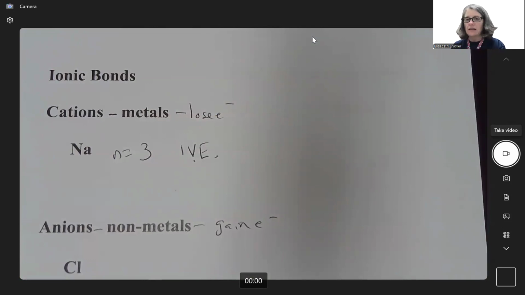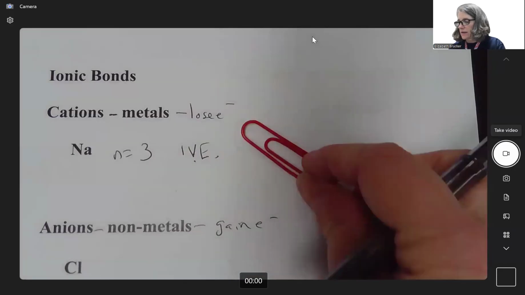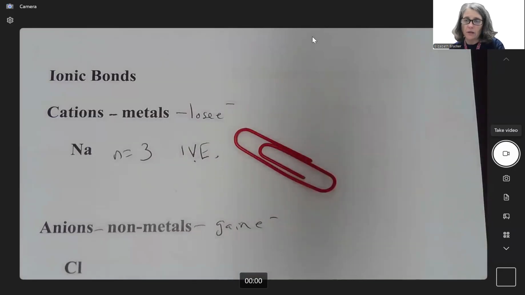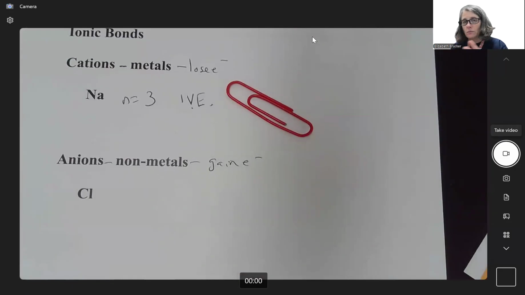That means in the outermost circle, and again, I'm not going to draw the circle of the Bohr model, I have 1 valence electron. If we think of it like our paper clips like we used before, we have 1 valence electron, and in order to make the outermost energy level have 8 electrons, it needs to lose that one.